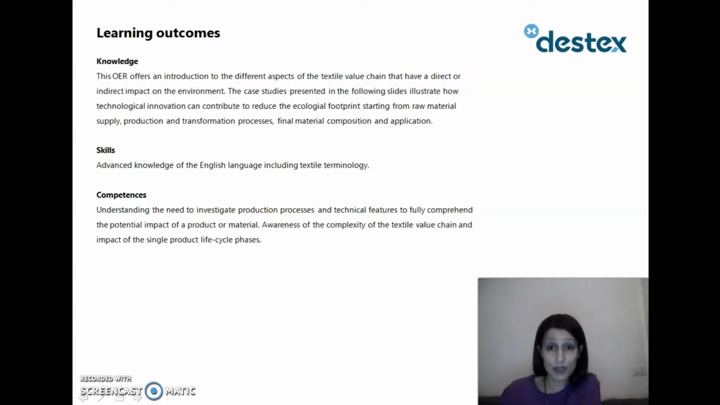The case studies presented in the following slides illustrate how technological innovation can contribute to reduce the ecological footprint, starting from raw material supply, production and transformation processes, final material composition and application.